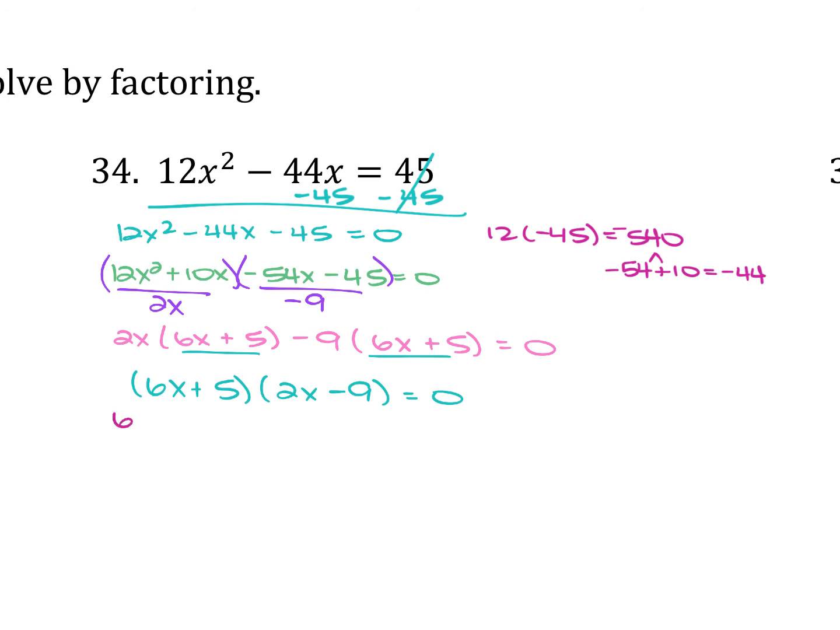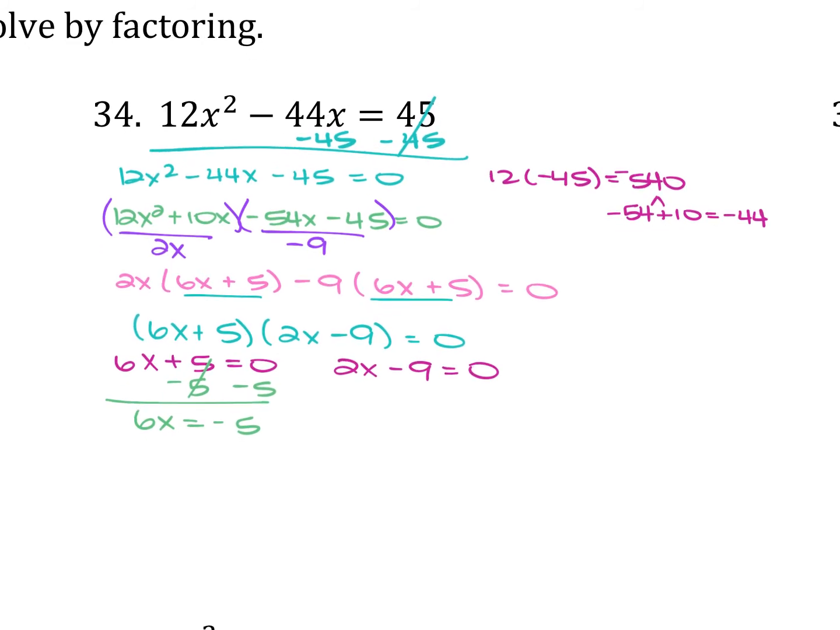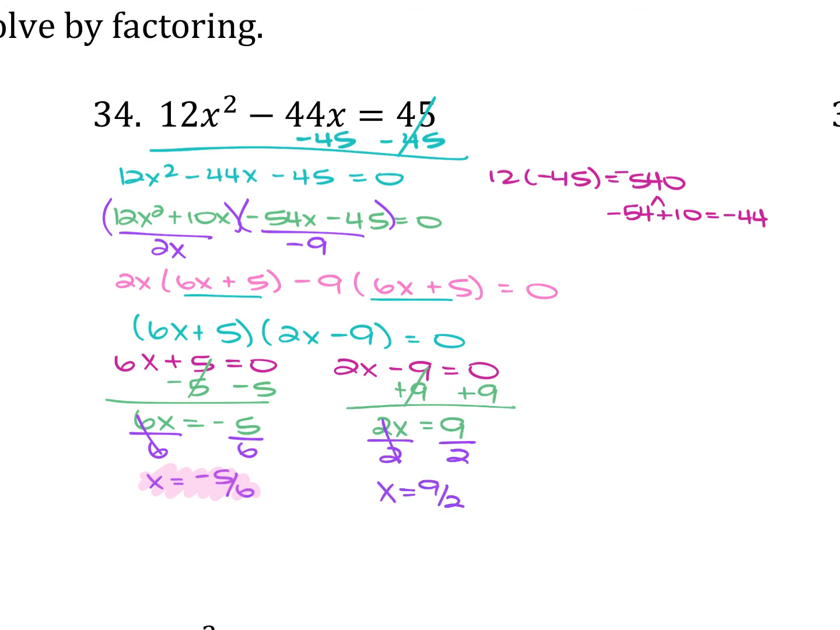From here, set both of these sets of parentheses equal to 0 and solve. So we have 6x plus 5 is equal to 0, and 2x minus 9 is equal to 0. For the 6x plus 5 is equal to 0, move your 5 over by subtracting it from each side. This gives you 6x is equal to negative 5. From here, divide each side by the 6, and you have that x is equal to negative 5/6. So that's one of your solutions. For the 2x minus 9 is equal to 0, move your 9 over, add it to both sides. This gives you 2x is equal to 9. Then divide each side by the 2. So x is 9 over 2. So you have two solutions for this one, the negative 5/6 and the 9 over 2.